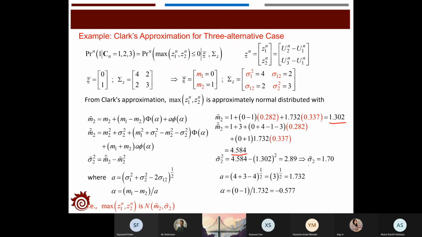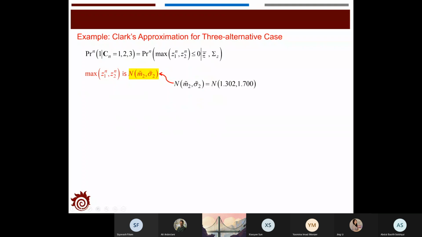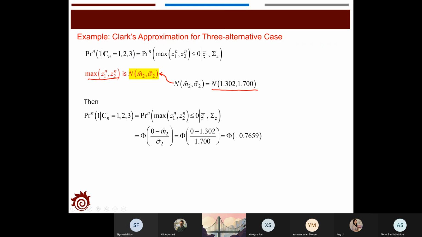And similarly, you can get the variance sigma 2 tilde as 1.7. And now, as you already have m2, you have m2 tilde and sigma 2, you can easily get the value of the probability. So the maximization of Z1 and Z2 follows a normal distribution with a mean of 1.3 and a variance of 1.7. The maximum value of this one is less than 0, the maximization of Z1 and Z2 is smaller than 0.